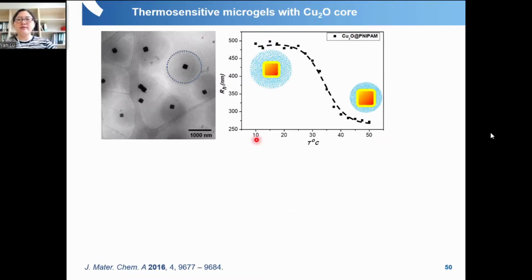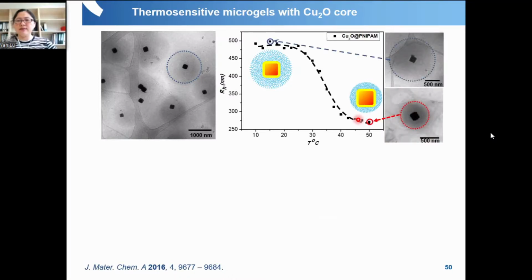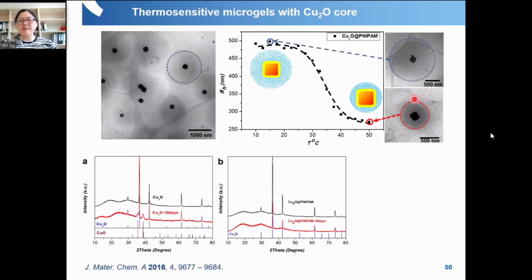You can also follow this by dynamic light scattering. These core-shell particles are temperature sensitive. And what is also very nice, we can measure cryo electron microscopy at different temperatures. The size of this nanoparticle that we obtain from cryo electron microscopy fits well to what we can determine from dynamic light scattering. This means we do see the phase transition of this core-shell particle when we change the temperature.